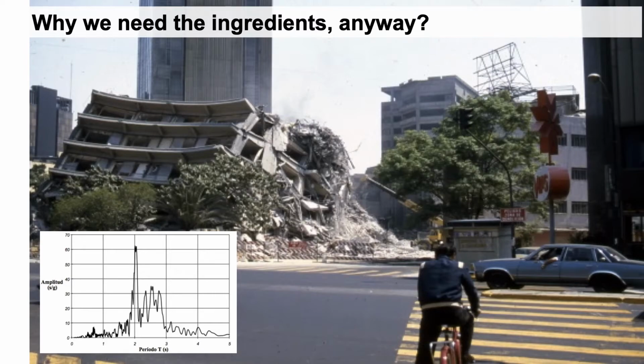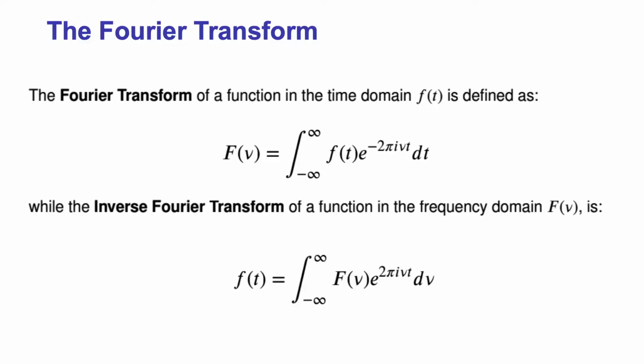Notice, for example, the large peak at around 2 seconds. In fact, a disproportionately large number of buildings in this period range, corresponding to 18 to 20 stories, suffered severe damage during this earthquake. Let's now define formally the Fourier transform.